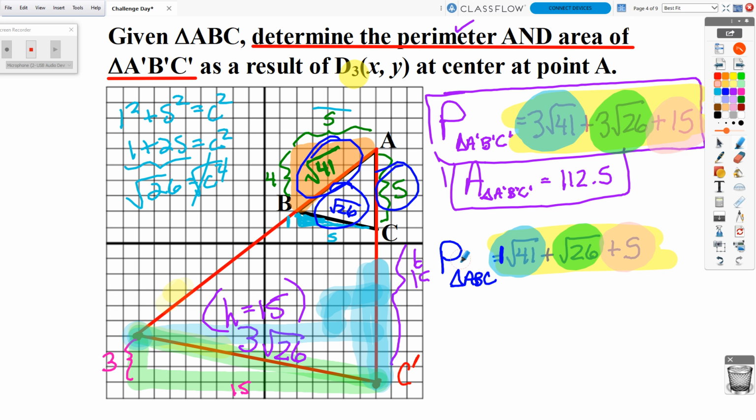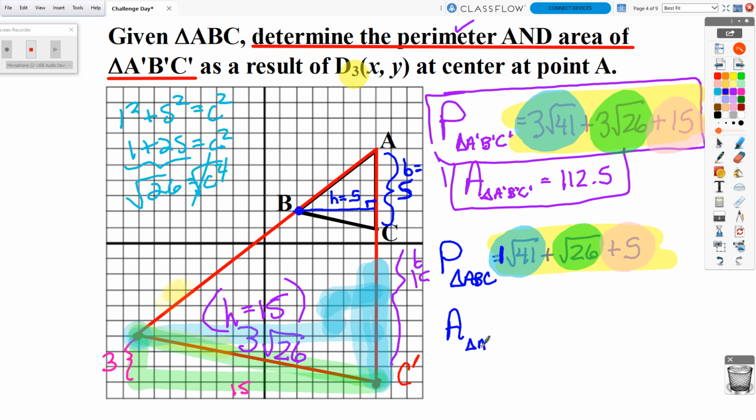Now, the interesting part, the area. Let me clear this off. We're going to do the area the same way that we did before. We're still going to use this side because it's perfectly vertical. We'll call that the base. The height starts at B and falls perpendicularly to this vertical base, and this height is also 5 if I count it out. So the area of triangle ABC is 1/2 base times height, so 1/2 times 5 times 5 is 12.5.